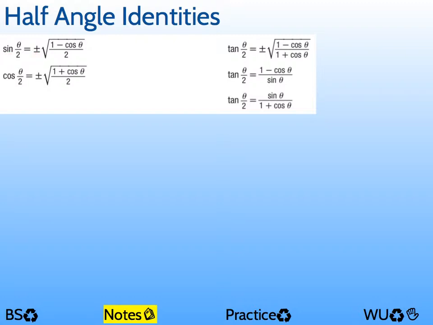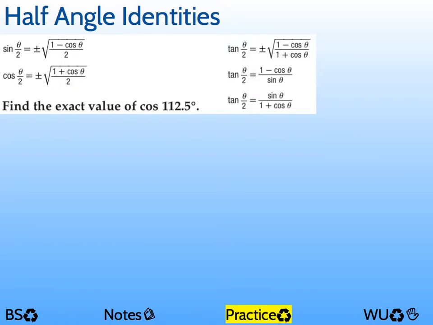And if you notice here, sine of theta over 2 is either plus or minus square root of (1 minus cosine theta) over 2. Cosine is really similar, and it's (1 plus cosine theta) over 2. And of course, figure out positive or negative. And for tangent, there's 3 possible options, so use whichever one you're comfortable with.